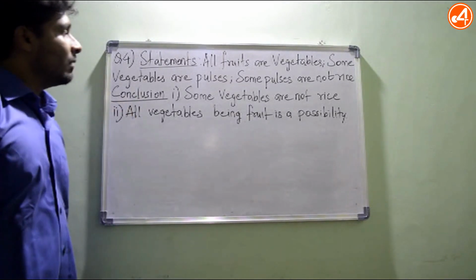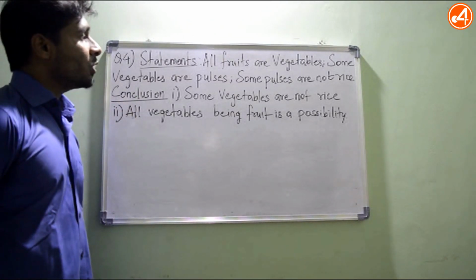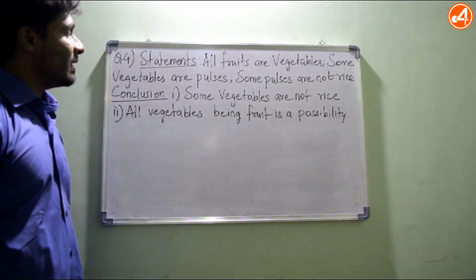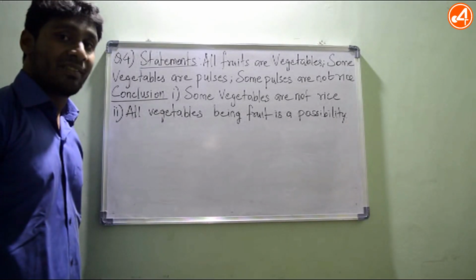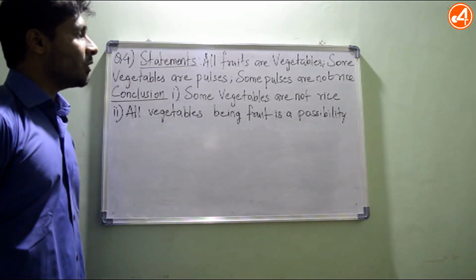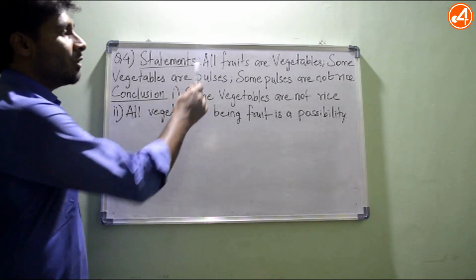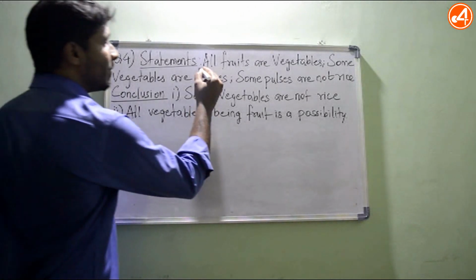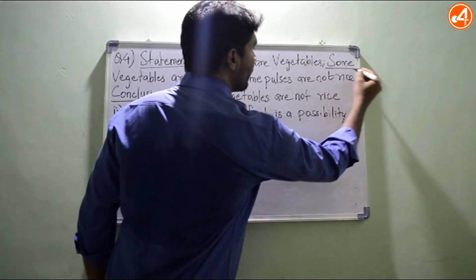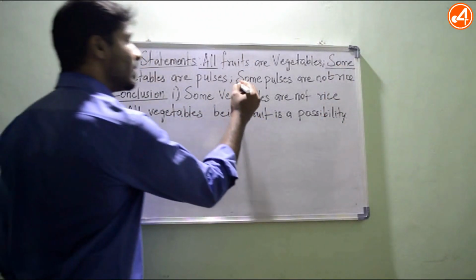And the fourth question has the statements: all fruits are vegetables, some vegetables are pulses. Again, one more statement is given in the fourth question: some pulses are not rice. So I have three statements here. Statement 1 is based on the word all, and statement 2 is based on the word some. Again, 3 is based on the word some.